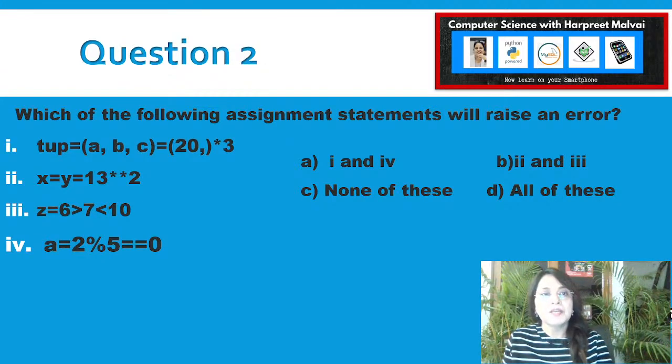The first one is an assignment statement where I put a variable tube equal to, and it has three variables in the parentheses, which is equal to 20 comma multiplied by 3. The second one has two variables assigned a number, and the number is 13 raised to power 2. Then we have z, which is assigned the value from a chained comparison operator. In the fourth one, a is assigned the value from the comparison between 2 modulo 5 and 0.